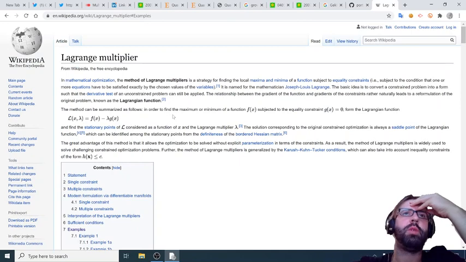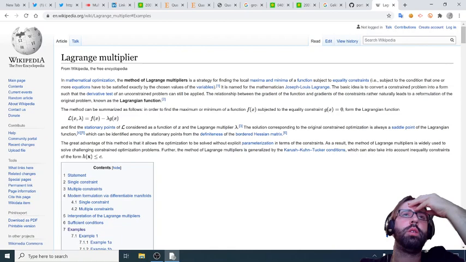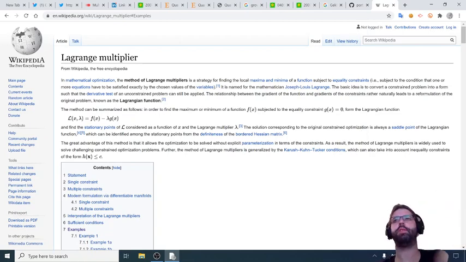The method can be summarized as follows. In order to find a maximum and minimum of function f subject to the equality constraint, form the Lagrangian function, f minus lambda times g, so this is a constraint. And find the stationary points of L considered as a function of x and the Lagrange multiplier. The solution corresponding to the original constrained optimization is always a saddle point of the Lagrangian function, which can be identified among the stationary points of the Lagrangian function.